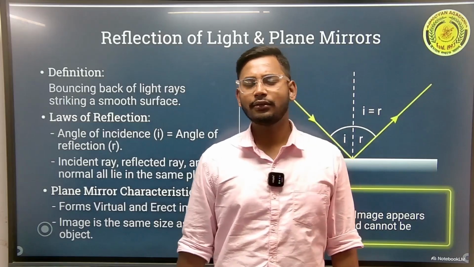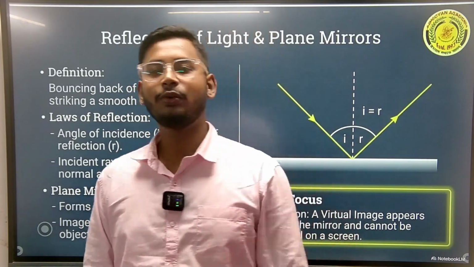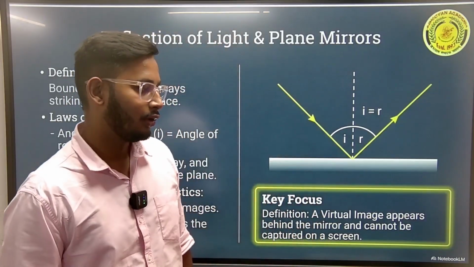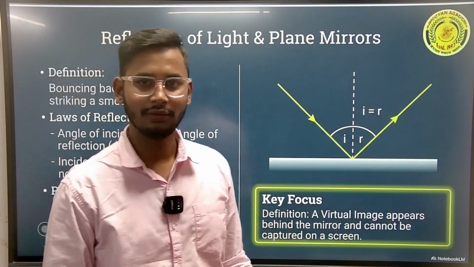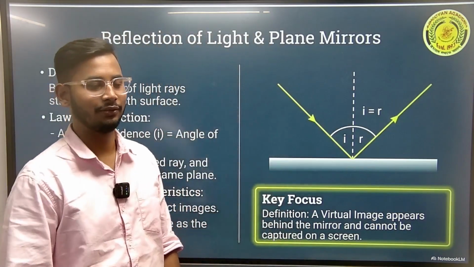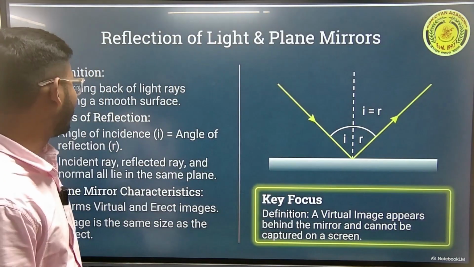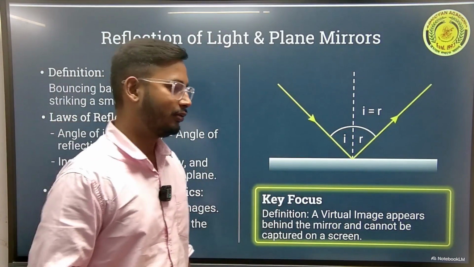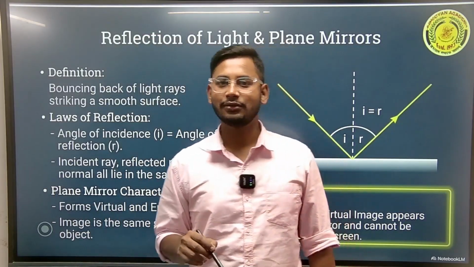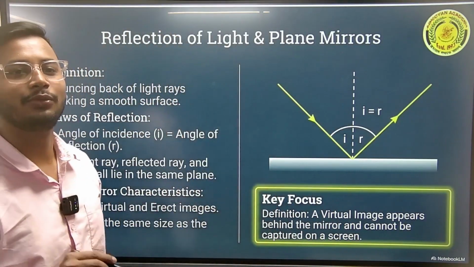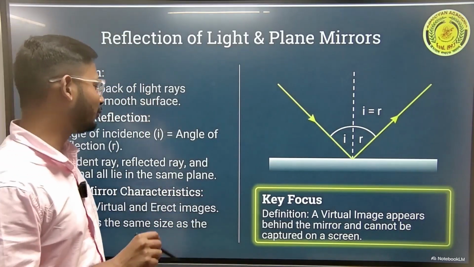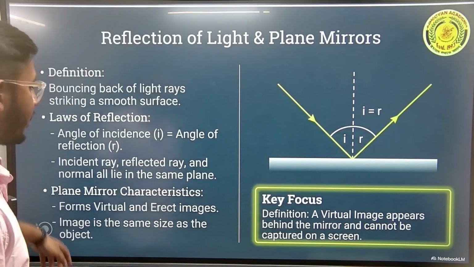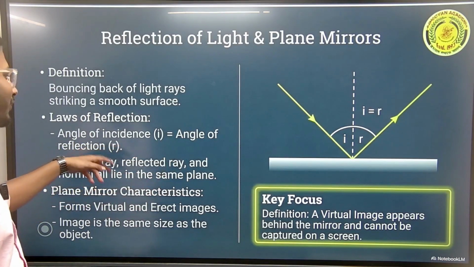When light goes and coincides with a surface, it gets bounced back. That phenomenon is called reflection. When light gets bounced back by a surface, it's called reflection. In reflection, light follows two laws. The first one is that the angle of incidence and the angle of reflection are always equal.